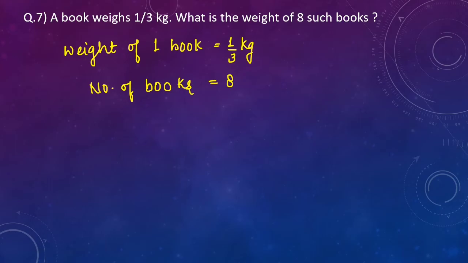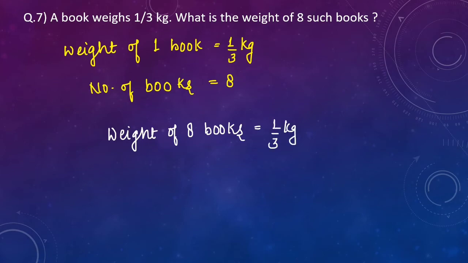So weight of 8 books will be equals to 1 upon 3 kg multiplied by 8. So 1 into 8 upon 3 kg. This will be equals to 8 upon 3 kg.